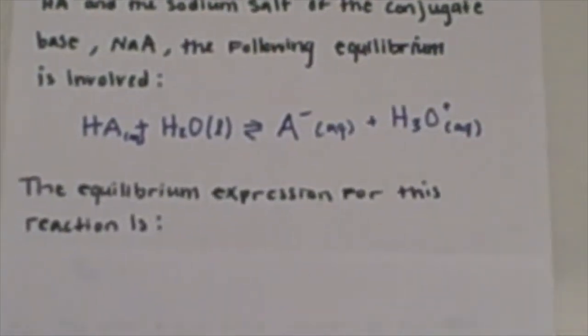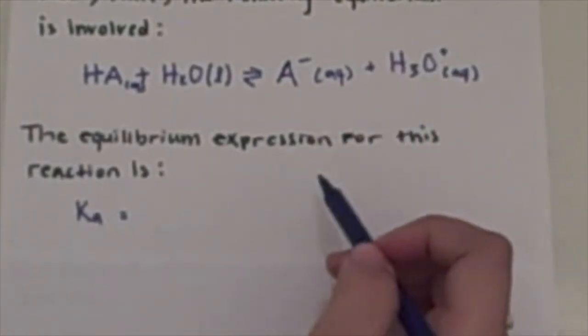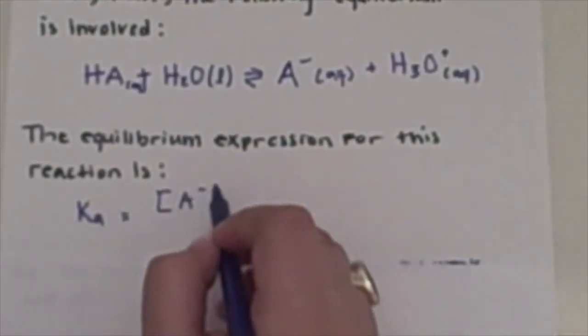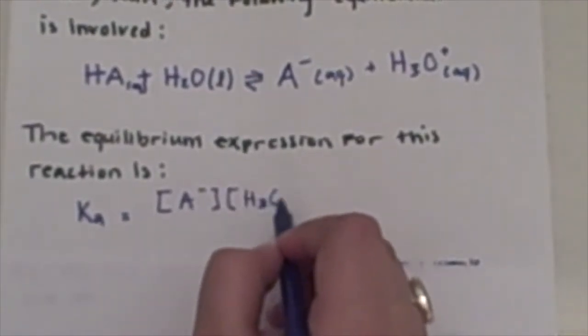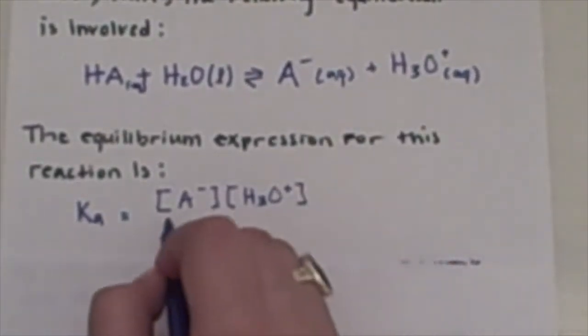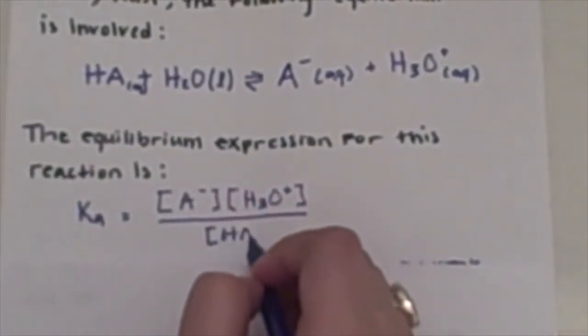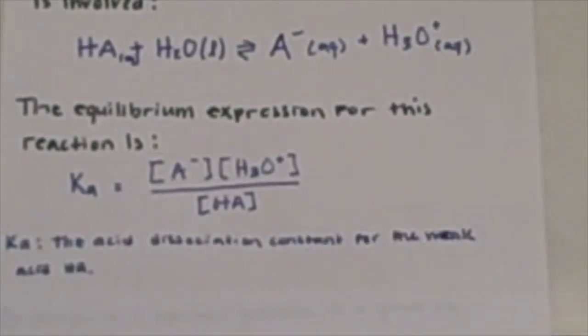So the equilibrium expression for this reaction is written as the products over the reactants. So we have A- times our hydronium H3O+ over HA. Remember, Ka is the acid dissociation constant for the weak acid HA.